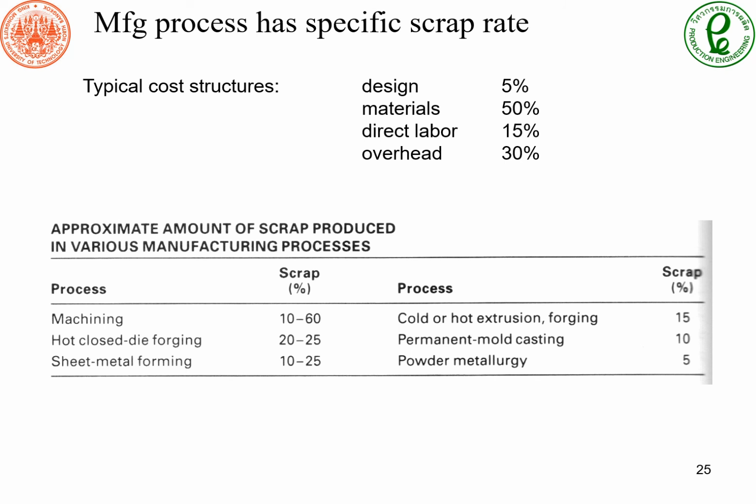So if a product can be manufactured by two different processes and the final product from the two processes is exactly the same, if we pick the process with a high scrap rate, we need to buy more material to start. That is, a process with a high scrap rate will lead to high material costs. For example, the machining process has a scrap rate in the range of 10 to 60%, while powder metallurgy will have a scrap rate of only 5%.